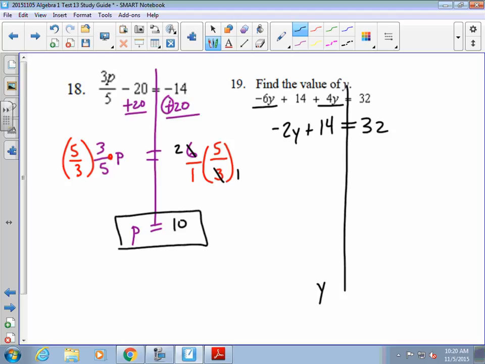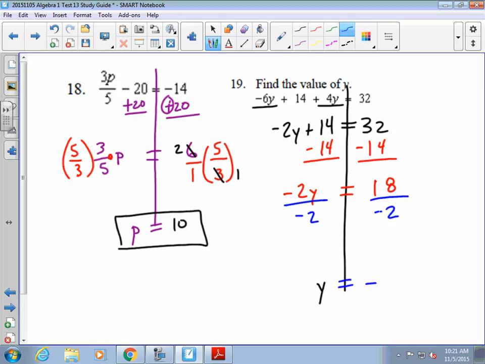Undo plus 14, any addition first, by subtracting 14. You subtract the left, subtract the right. 12 minus 4 is 8, and 2 minus 1 is 1. So now we have 18 on the right is equal to negative 2y on the left. Get y by itself by dividing by negative 2. You divide the left, divide the right. A positive divided by a negative is a negative. 18 divided by 2 is 9.